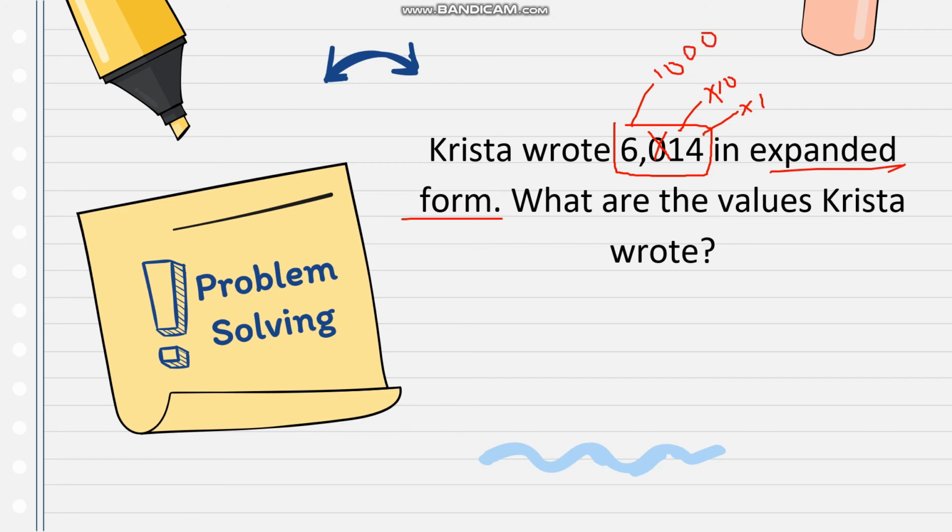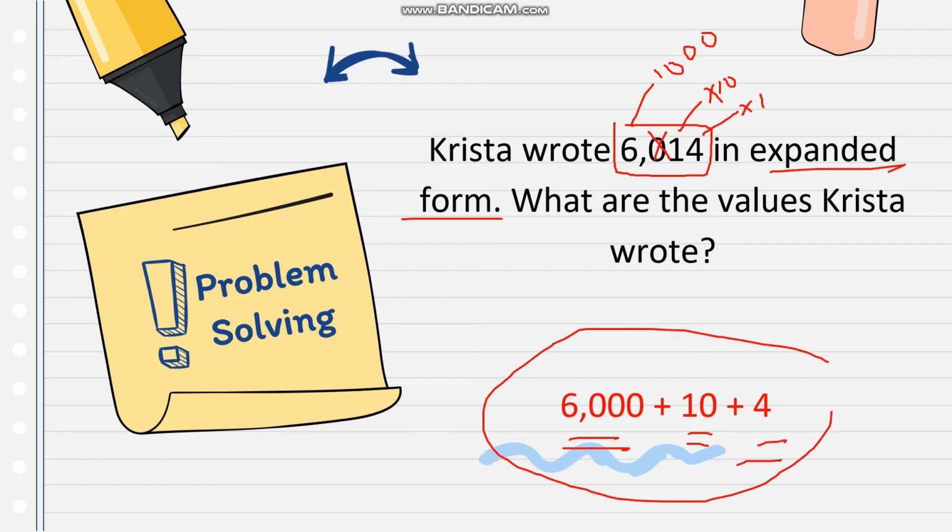So 6 multiplied by 1,000 is equivalent to 6,000. 1 multiplied by 10 is 10. And 4 multiplied by 1 is 4. That's why this is the expanded form of 6,014.